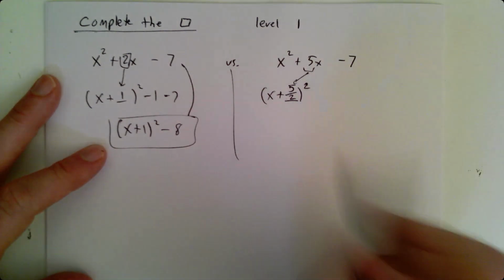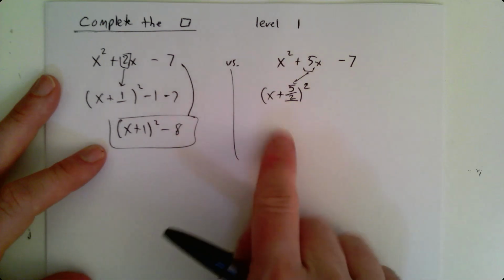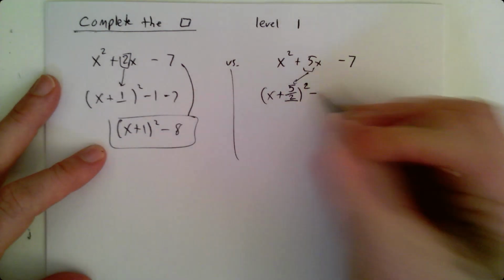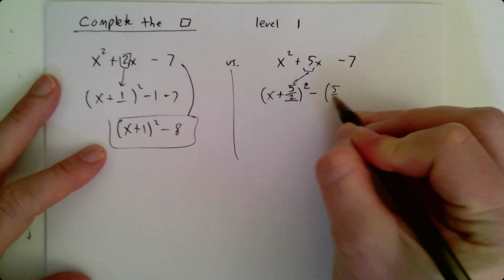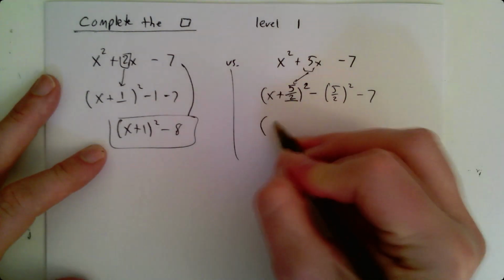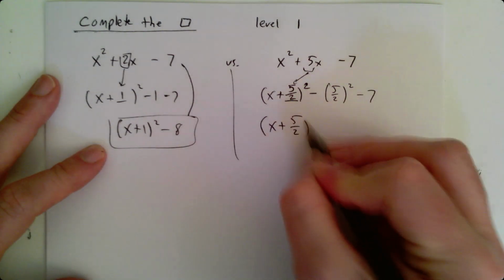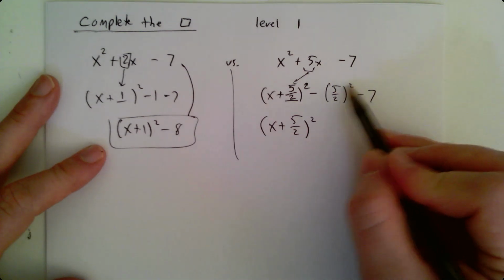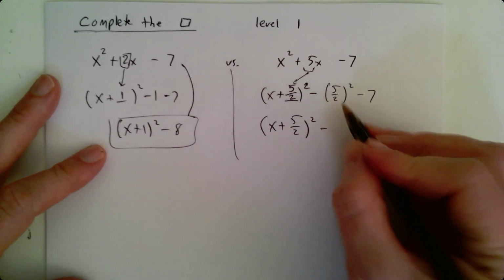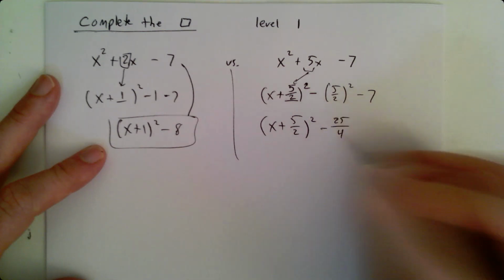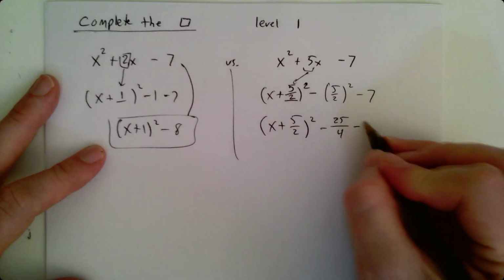Okay, so I know that if I multiply this back out, I'm going to get that term squared. So I'm going to have to subtract 5 halves squared, and the 7 is still out there. Okay, let's clean it up a little bit. If I'm squaring 5 halves, I can just square the numerator and the denominator separately. So 5 squared is 25, 2 squared is 4. We can just leave that as 25 over 4.